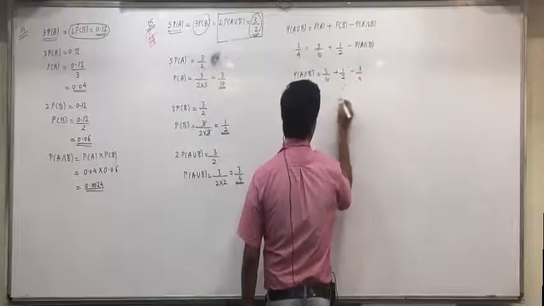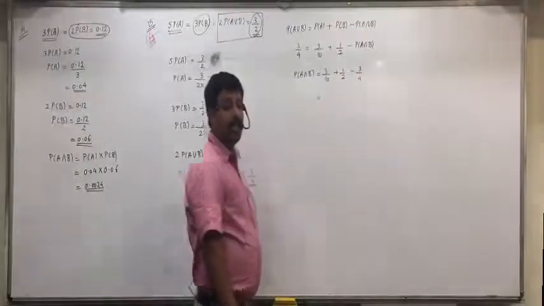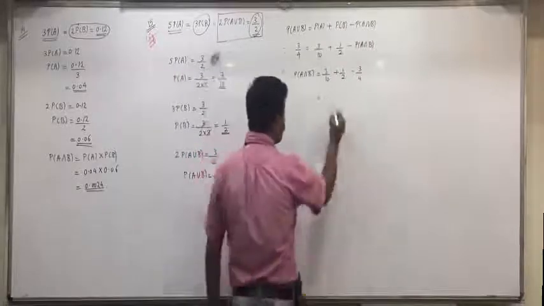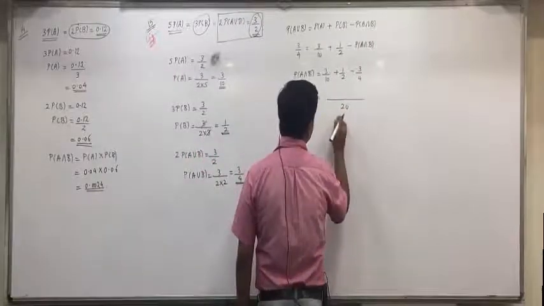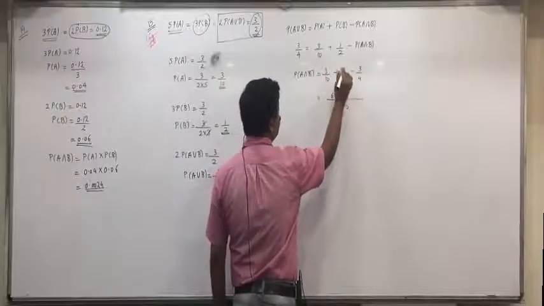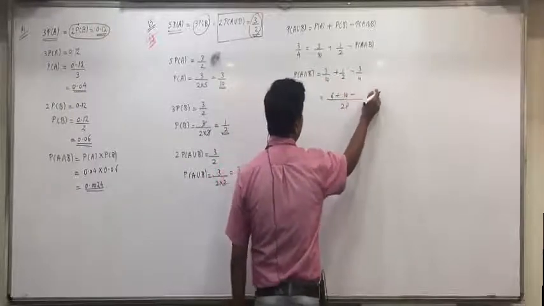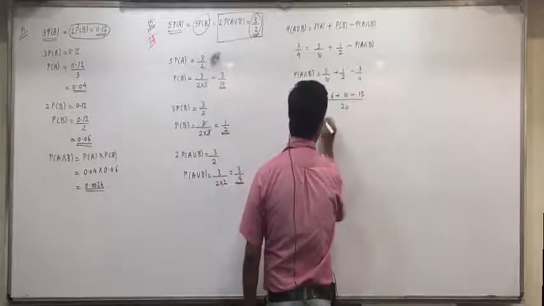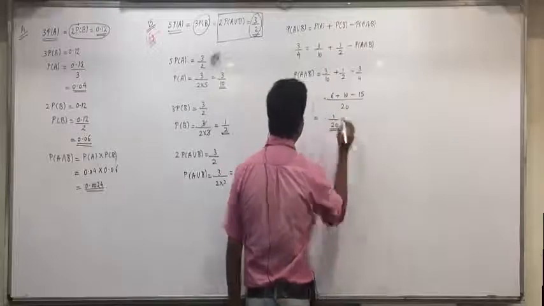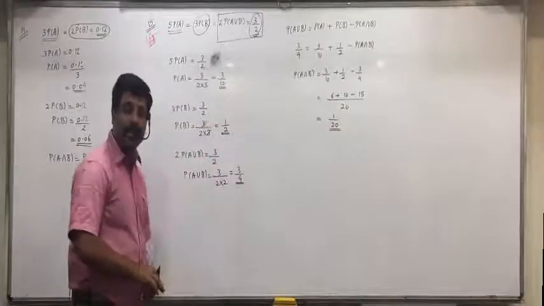Now 10 and 2 and 4. What is the LCM? 20. Okay, 20 will be the LCM. 20 divided by 10, 2 into 3, 6. 20 divided by 2, 10 into 1, 10. 20 divided by 4, 5 into 3, 15. So 1 by 20. Did all of you understand this?